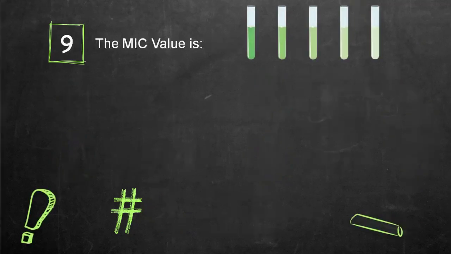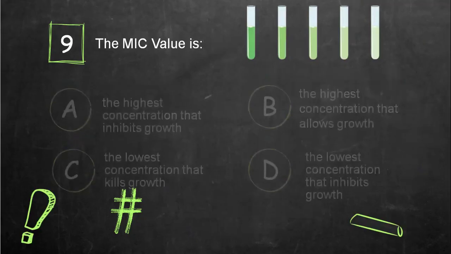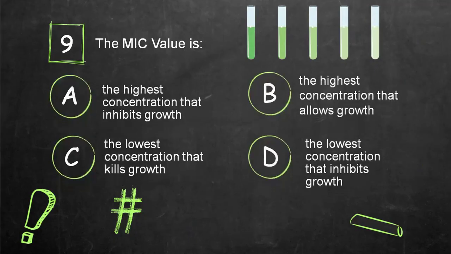Next question, the MIC value is, what is meant by MIC? Option A, the highest concentration that inhibits the growth. Option B, the highest concentration that allows the growth. Option C, the lowest concentration that kills the growth. Option D, the lowest concentration that inhibits the growth. So what is meant by MIC? Minimum inhibitory concentration. MIC means minimum inhibitory concentration.